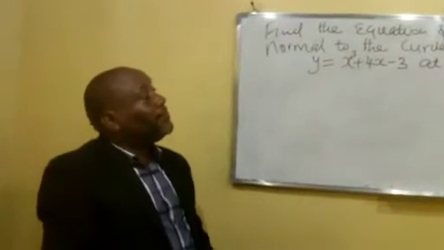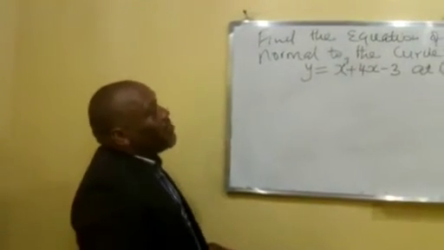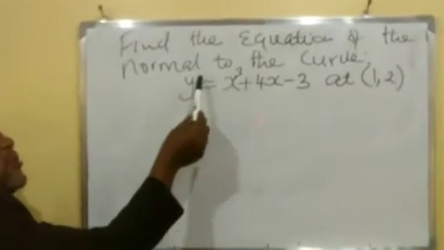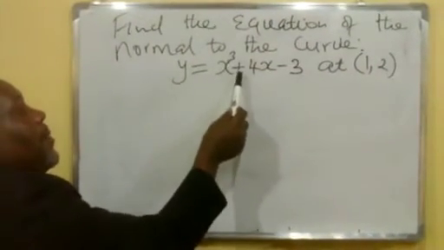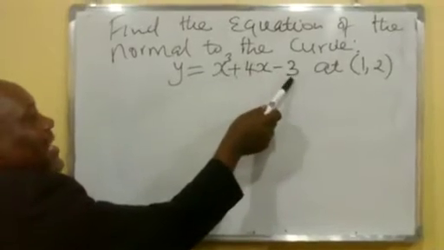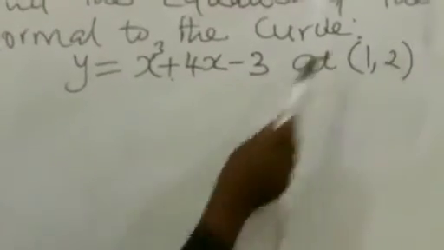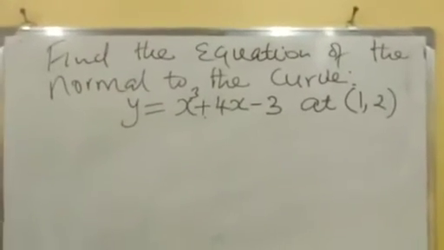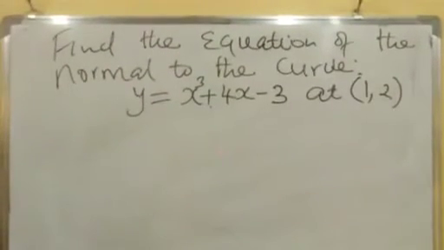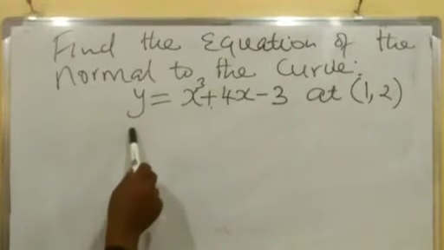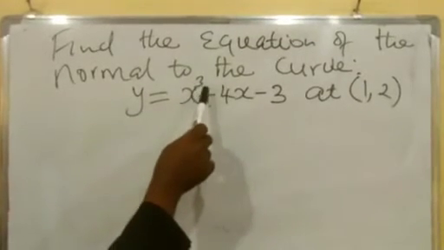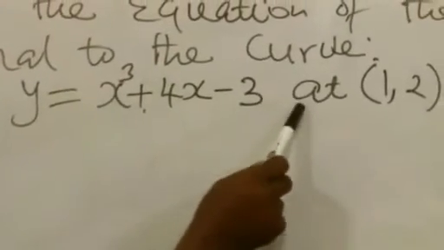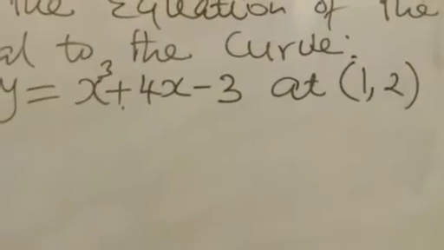Example 2. Find the equation of the normal to the curve y equals x cubed plus 4x minus 3 at the point 1, 2.